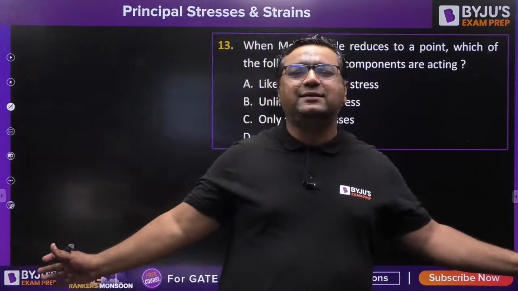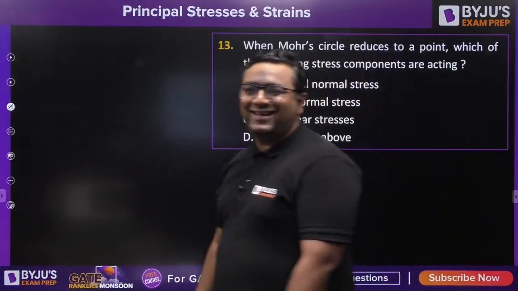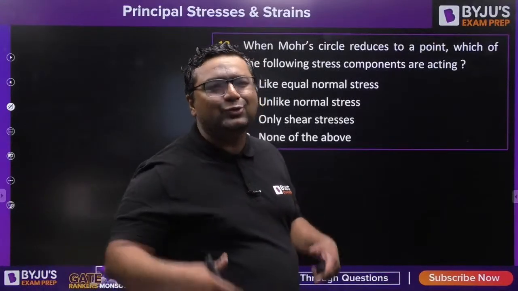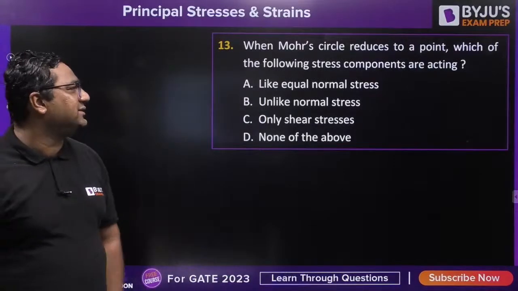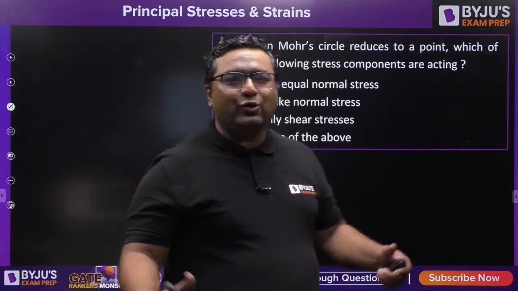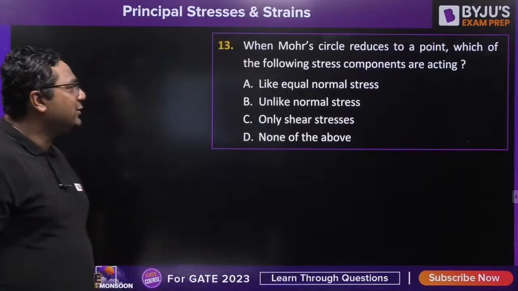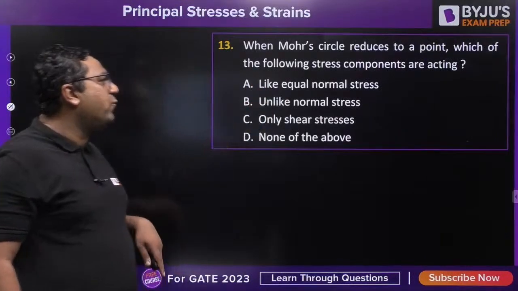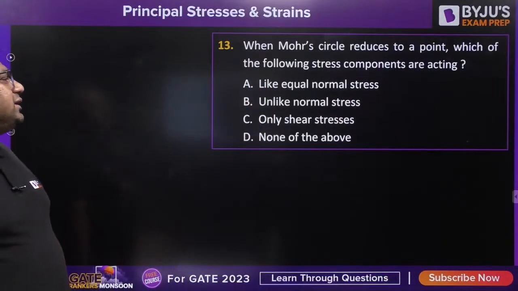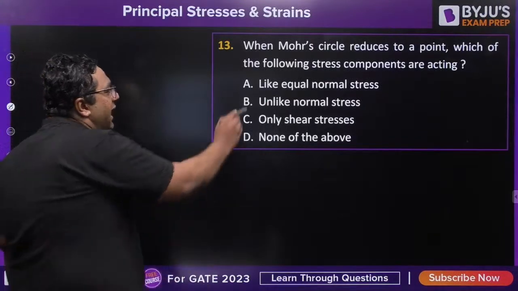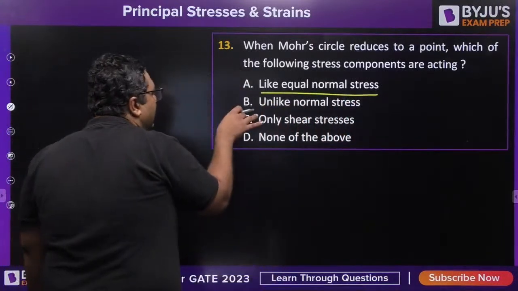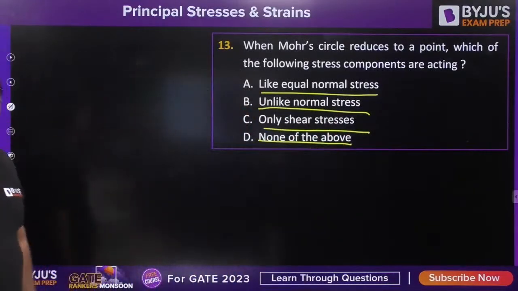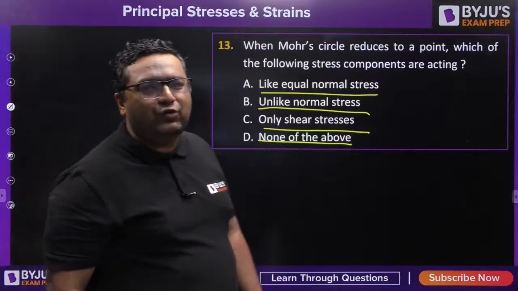Now it's time to take rest. Some easy question. Yes, now it's time to check your conceptual understanding, what you know about the principal stresses, about your concepts. So guys, the question is: when Mohr circle reduces to a point, which of the following stress components are acting? They are saying equal normal stresses, unlike normal stresses, only shear stresses, none of the above. It's the real check of your concepts.